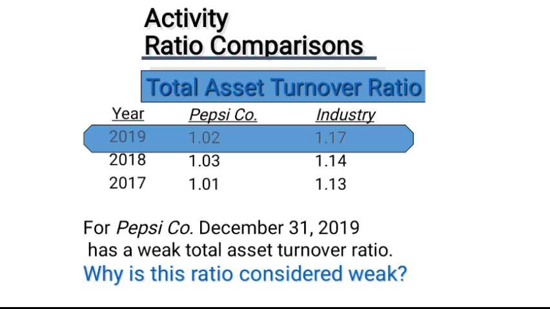For PepsiCo on December 31st, 2019, it has a weak total asset turnover ratio. Why is this ratio considered weak? It is considered weak as it is low compared to the market from day one. Here, we see 0.12 lower in 2017, 0.11 lower than the market industries in 2018, and in 2019 we compare 0.15 lower than the other beverage companies operating in Pakistan. So Pepsi has a weak total asset turnover. They are not perfectly utilizing all their assets to generate sales, right? So their asset turnover ratio is weak.